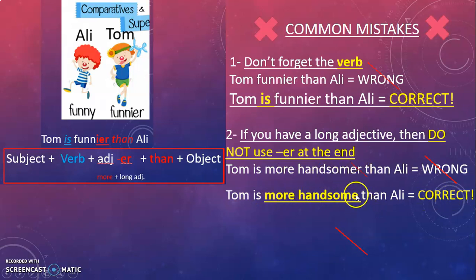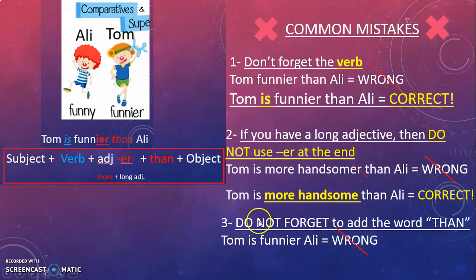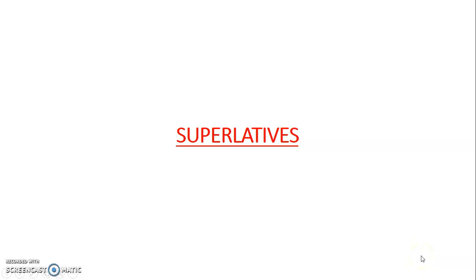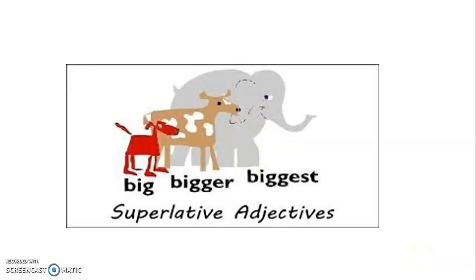No R at the end, because we already have the word more. Mistake number 3, do not forget to add the word than. A lot of students forget to put the word than. They say, Tom is funnier Ali. This is wrong. You need to say, Tom is funnier than Ali. And that's correct. Now let's move to the superlative adjectives.